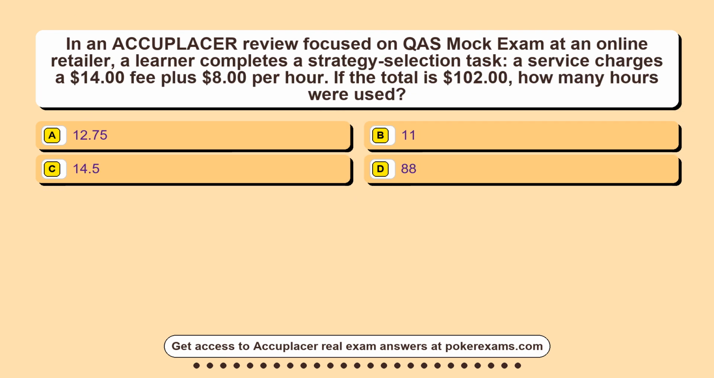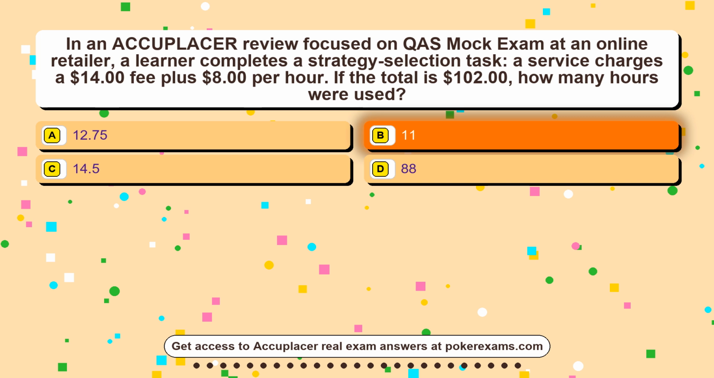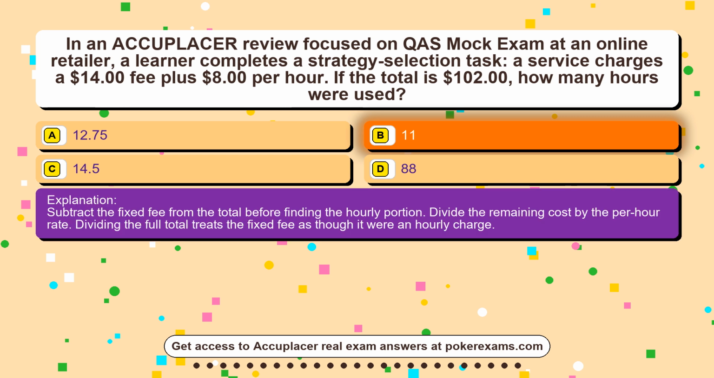Question 8. In an ACCUPLACER review focused on QAS mock exam at an online retailer, a learner completes a strategy-selection task. A service charges a $14 fee plus $8 per hour. If the total is $102, how many hours were used? Option A, 12.75. Option B, 11. Option C, 14.5. Option D, 88. The correct answer is option B, 11. Subtract the fixed fee from the total before finding the hourly portion.